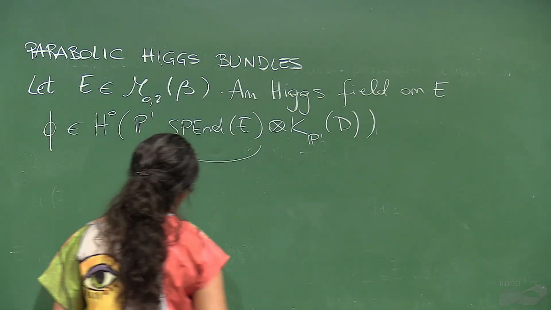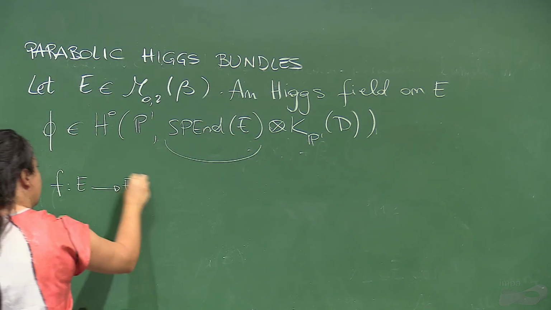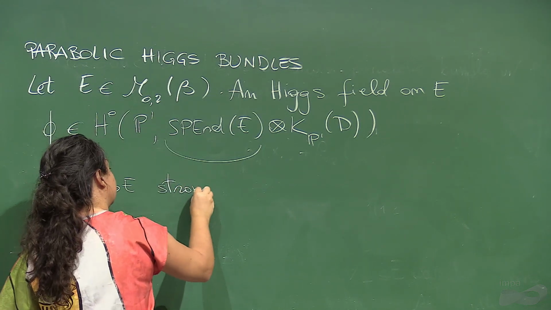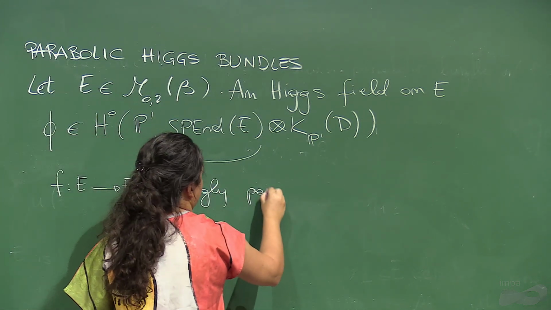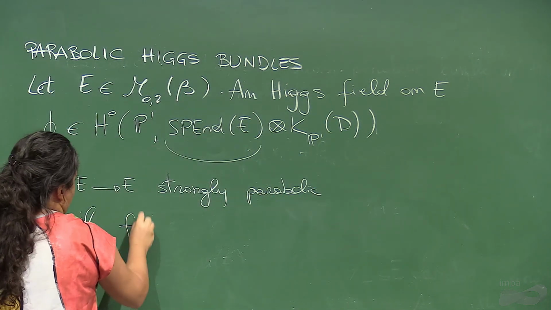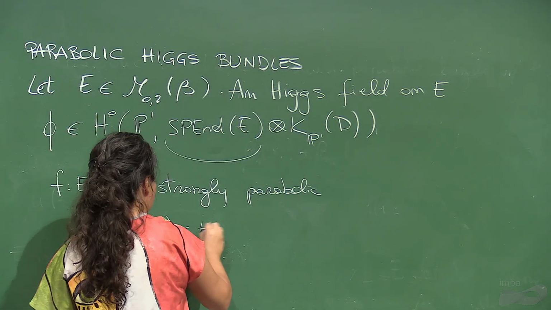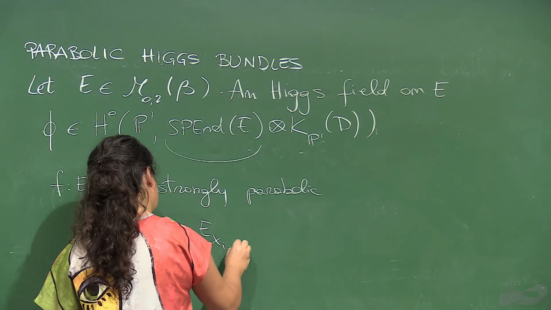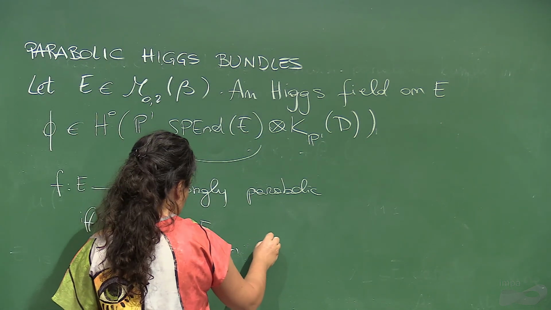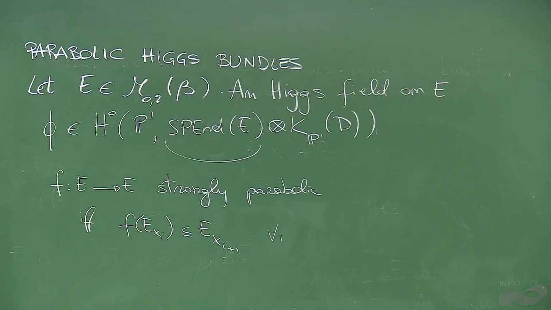What is a strongly parabolic endomorphism? If I have F from E to E, this is strongly parabolic if and only if F of E_xi sits inside the next one, E_{xi+1}. Maybe I'm confusing that a bit. Sorry. Anyway, let me check it.